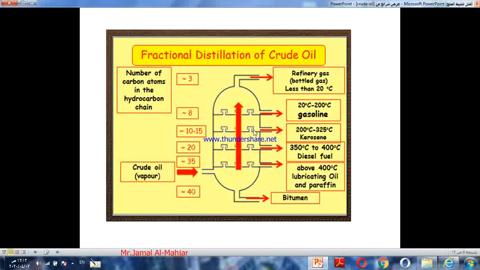Now, the crude oil can be separated according to the difference in their boiling points. The one that has less, we get up. The one that has more, we get down. So this process, we call fractional distillation. Why? Because we have many fractions here, or products.